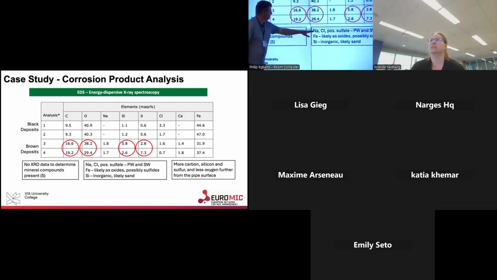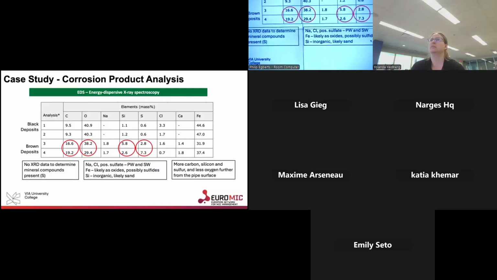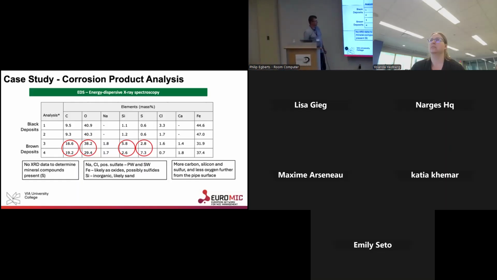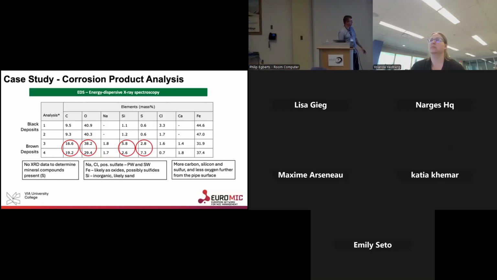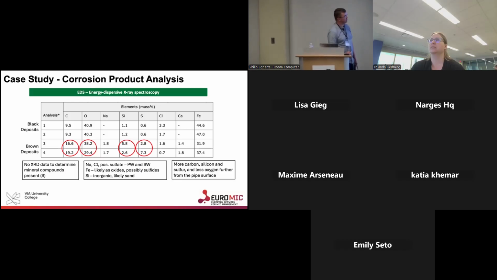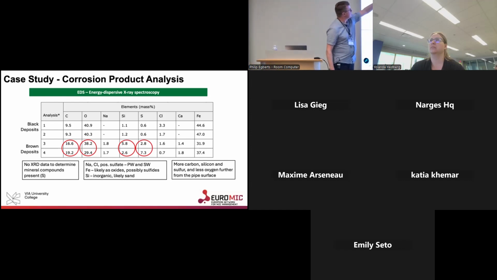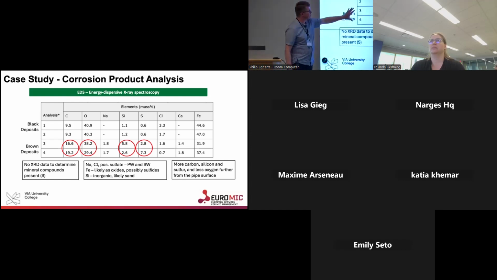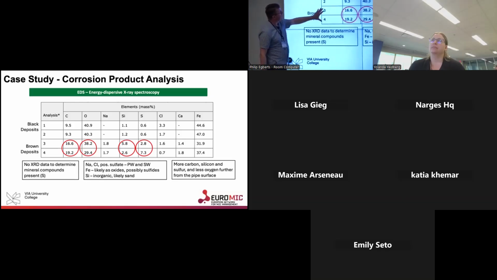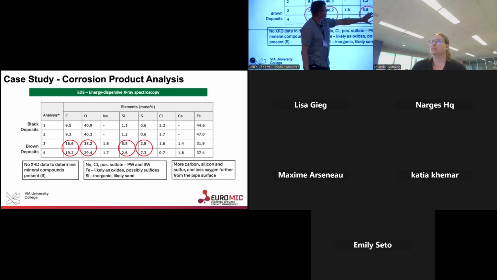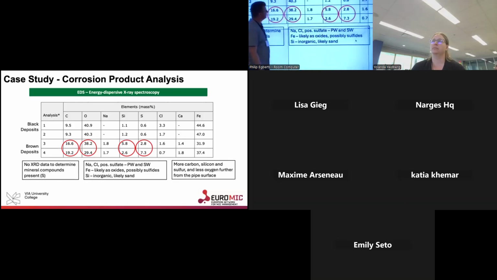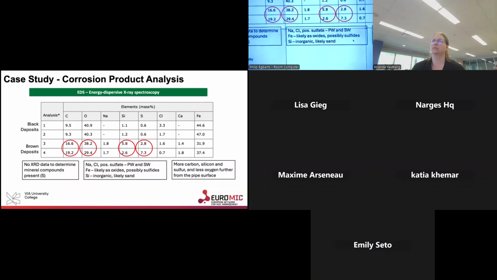So here are some of the components or elements. The iron are likely oxides, possibly sulfides. You have silica, likely comes from sand. But yeah, this is what is closest to the metal, and this is what's closest to the liquid. And you see an increase, at least on the elemental sulfur.